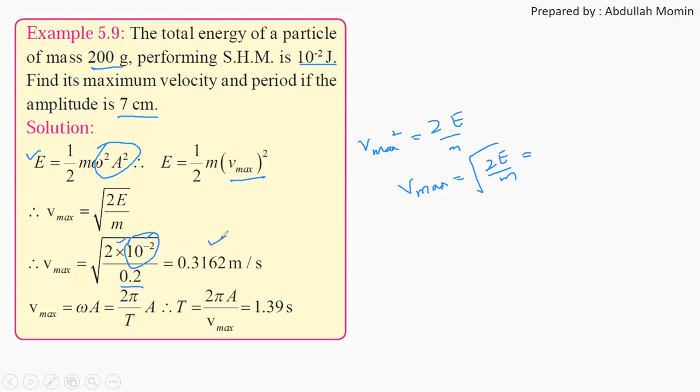When you solve it, you will get 0.13162 meter per second. This is the value of maximum velocity, and we know that maximum velocity is omega a, and omega is 2 pi by T. So T can be written as 2 pi a by Vmax. After solving this, you will get 1.39.